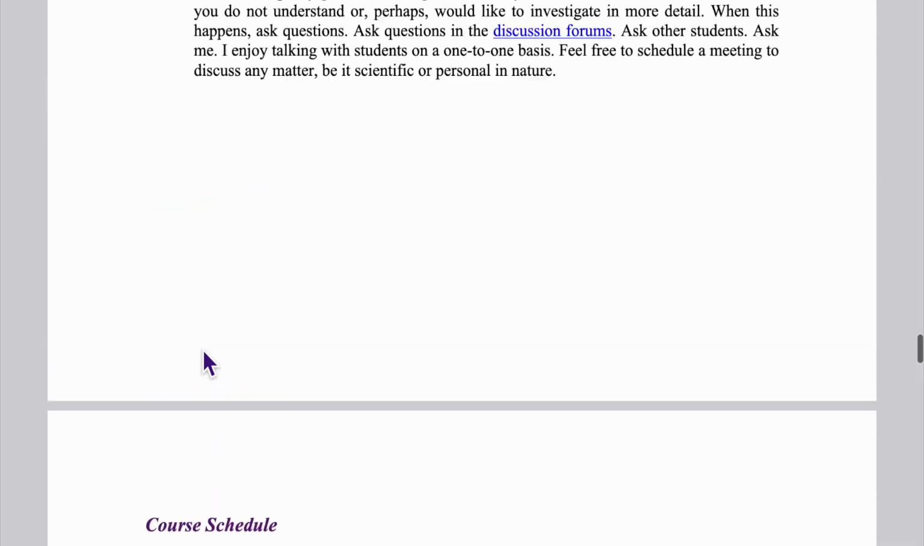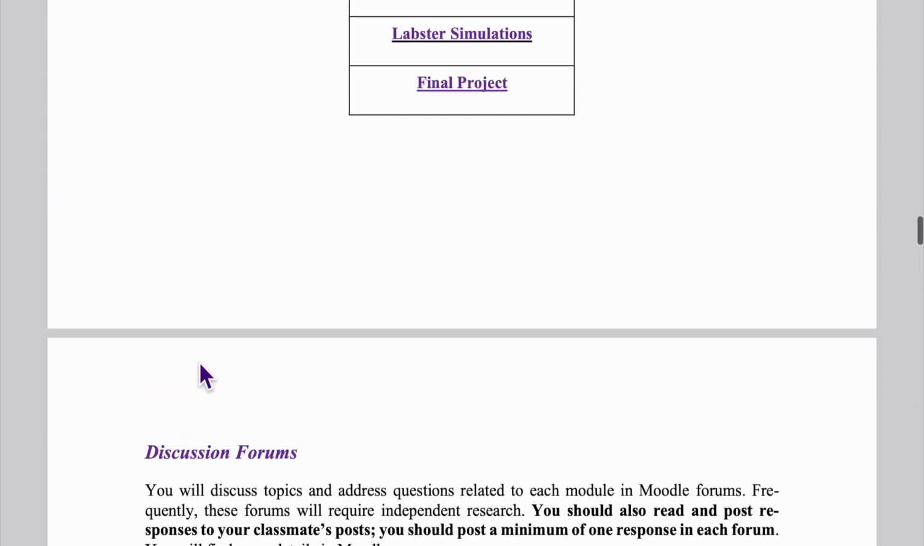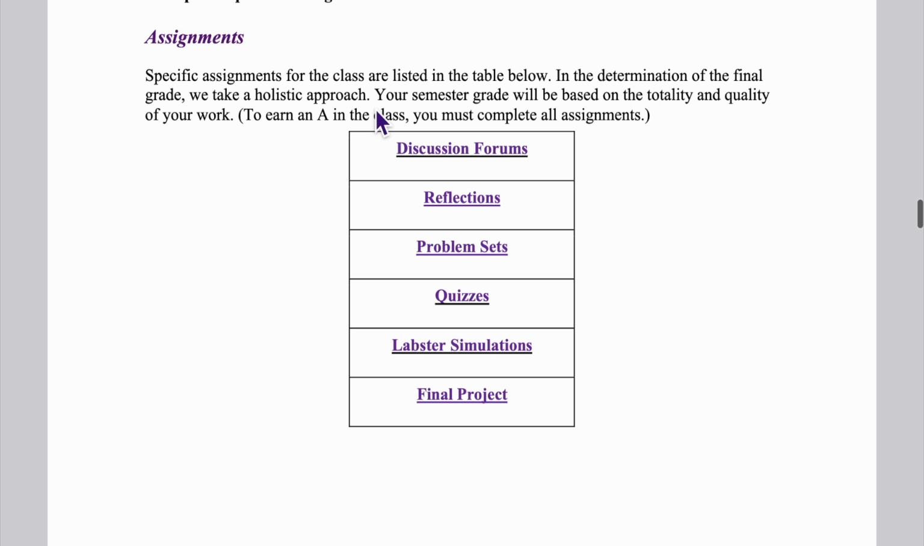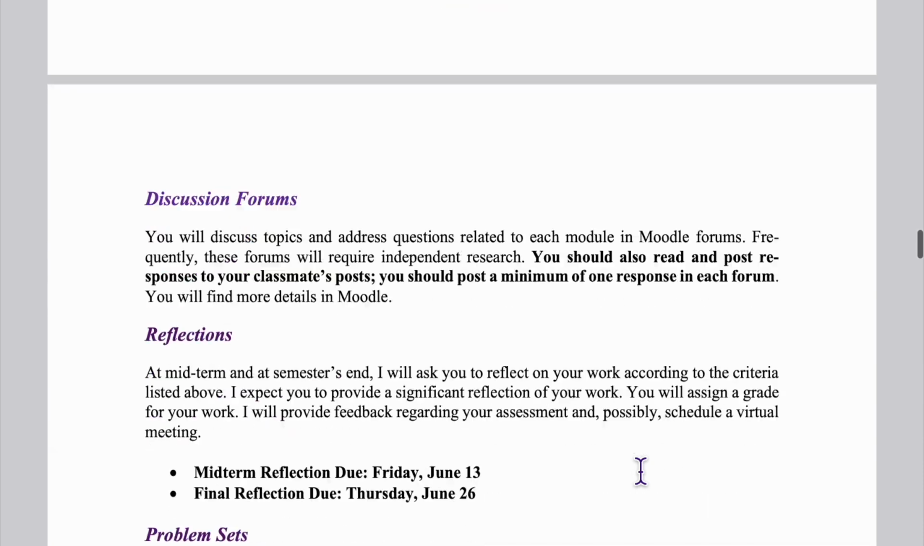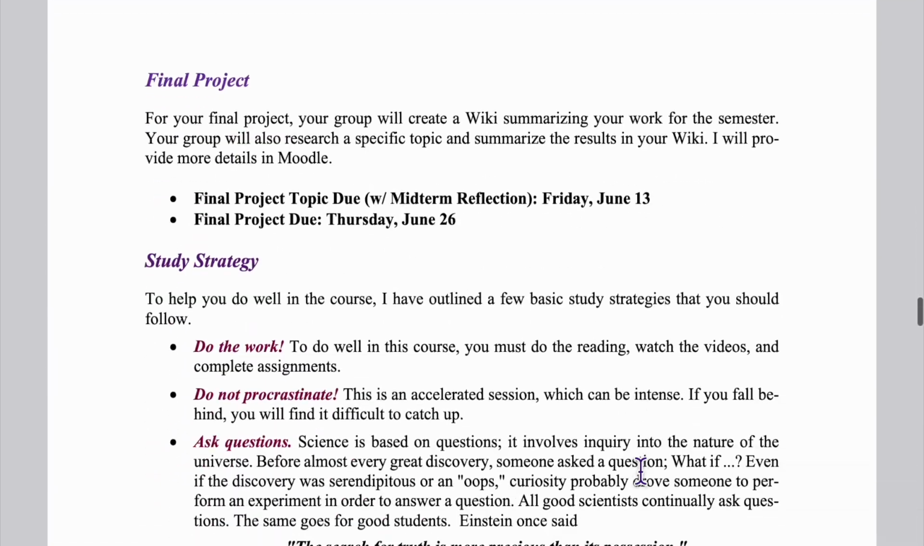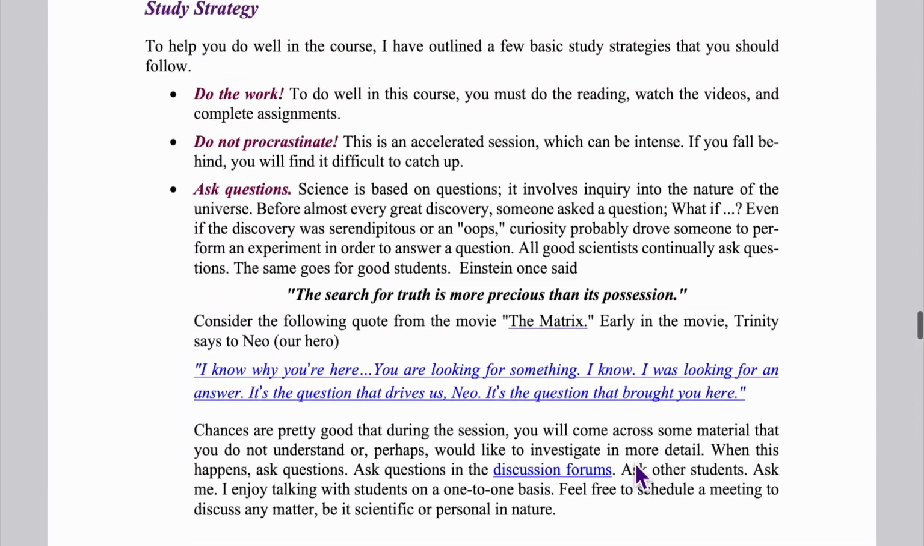You'll notice, again, just kind of scrolling back here, at no point do I mention exams. There are no exams in this class. We have quizzes, we have problem sets, we have discussion forums, but there are no exams in this class. So just to be clear on that, to make sure you're aware of that.